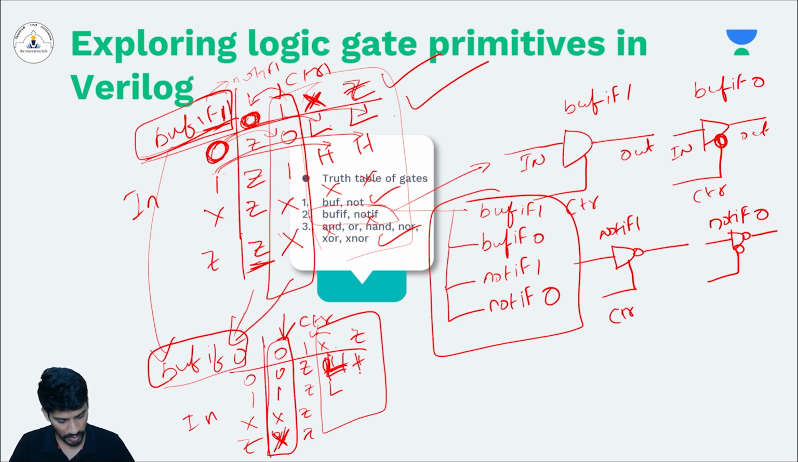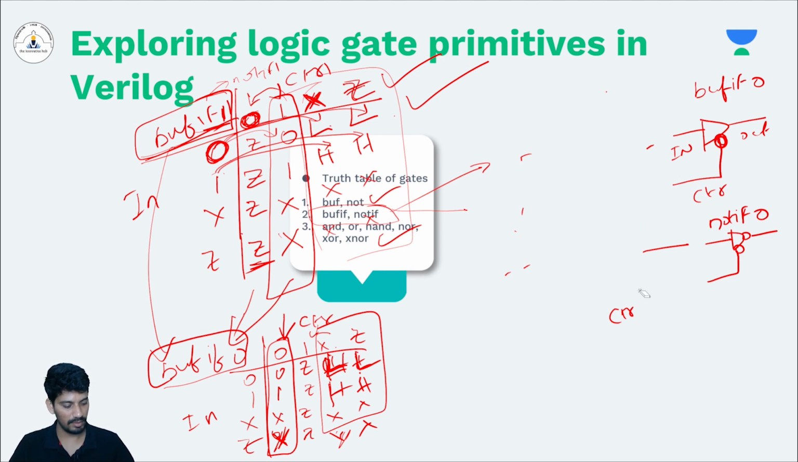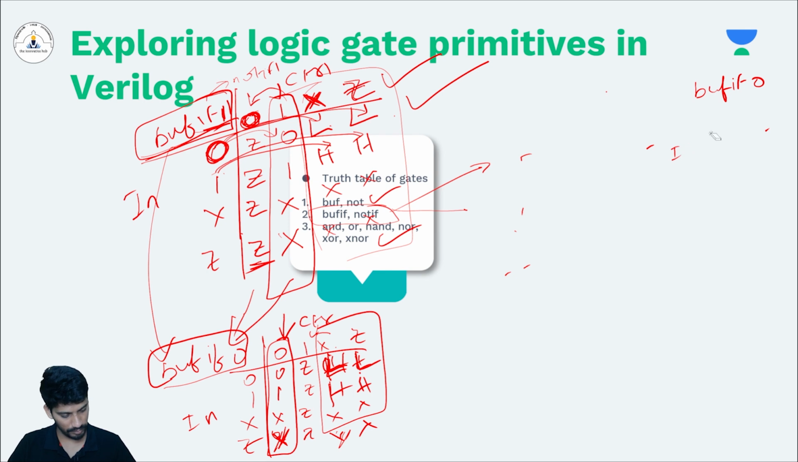Sorry, this will follow as it is, right? L, L, H, H, X, X, X, X. Similarly, we can draw the truth table for not if gates also. Let's draw, then it will be very clear. Let's draw the truth table of not if gate.